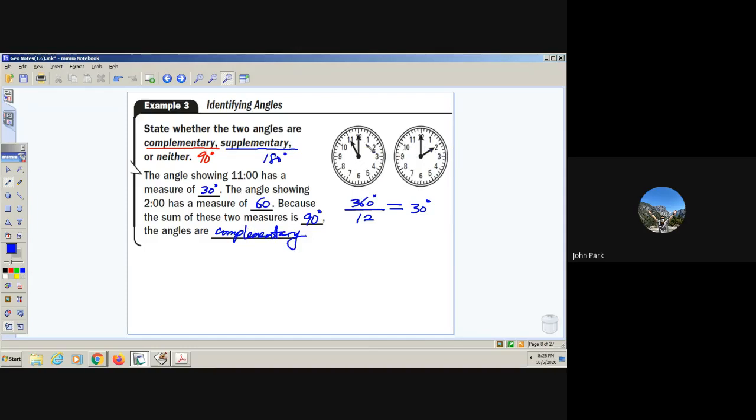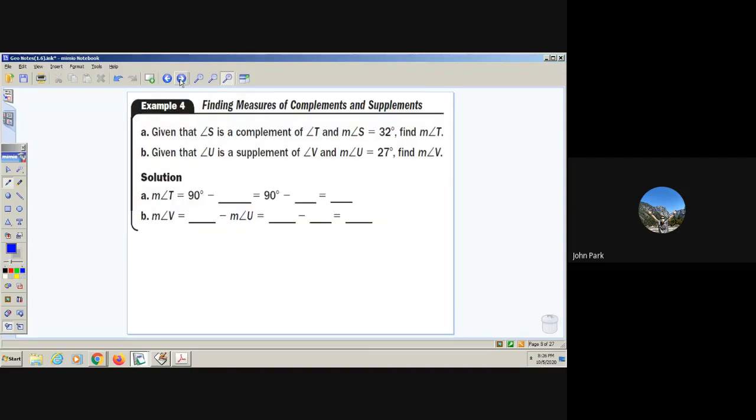If you were to put this together, they would form a right angle, right? Because that's 90 degrees. So just know that each hour on the clock is 30 degrees. That's important information to remember. We figured that out by doing 360 degrees for the whole circle divided by 12 hours on the clock. Okay, next one.